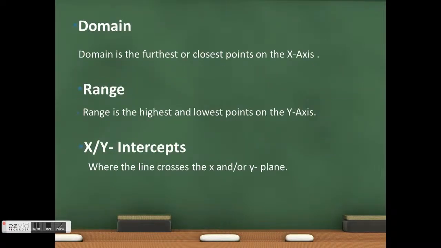Domain. Domain is the furthest or closest point on the x-axis. Range. Range is the highest and lowest points on the y-axis. X and y intercepts are where the line crosses the x and/or y axis. These are important terms to know for the upcoming problem.